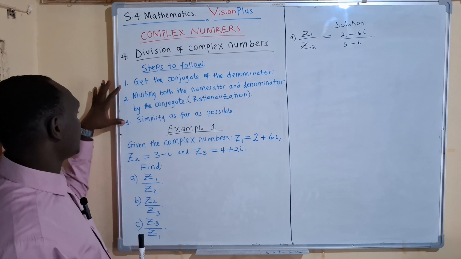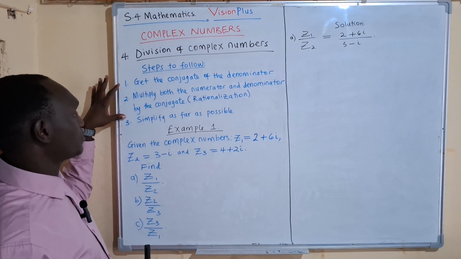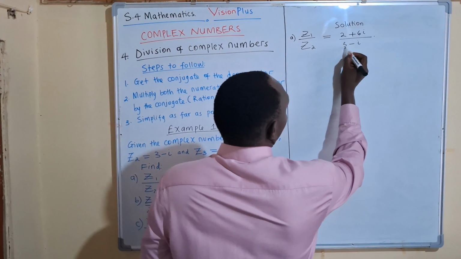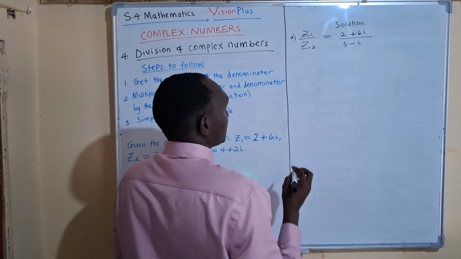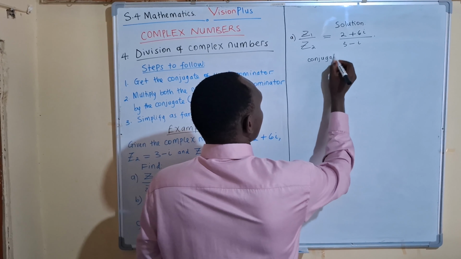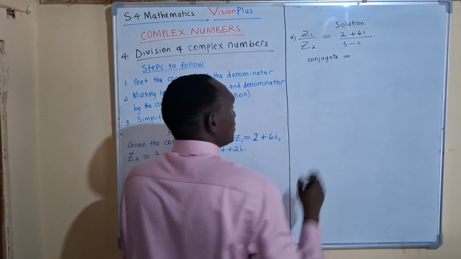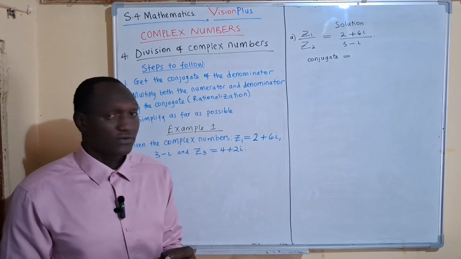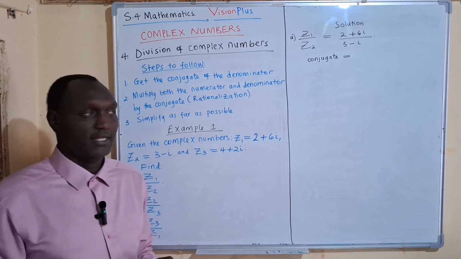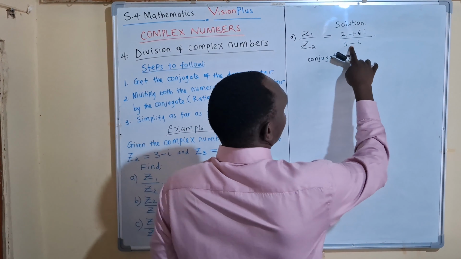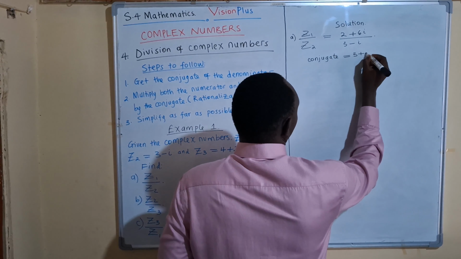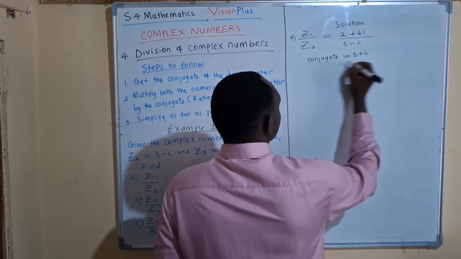Now let's come to the steps. What are the steps saying? Step 1 is what? Getting the conjugate of the denominator. Which one is the denominator? 3 minus i is the denominator. So the conjugate of the denominator becomes, we say that if you are getting the conjugate of a complex number, you simply change the sign of the imaginary part. So the imaginary part here is minus i. So from minus, we shall make it plus: 3 plus i. That is step 1.